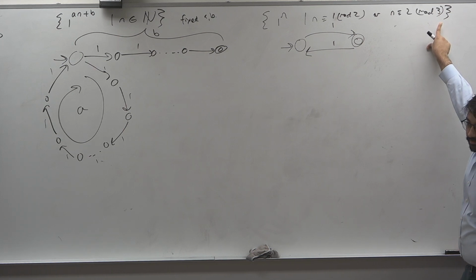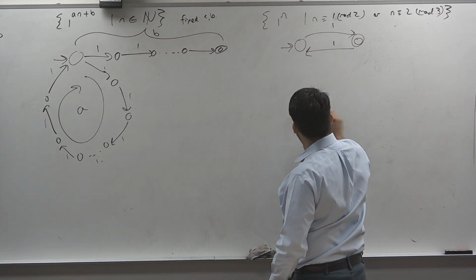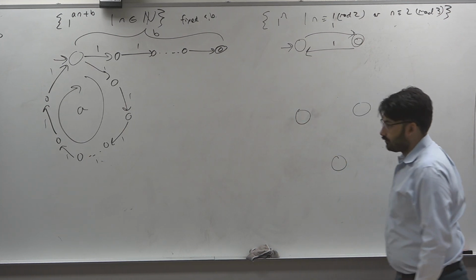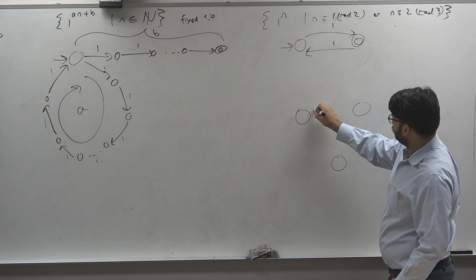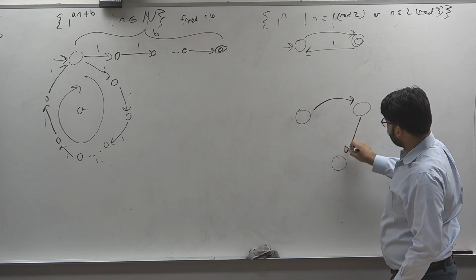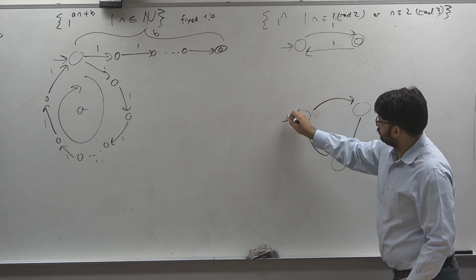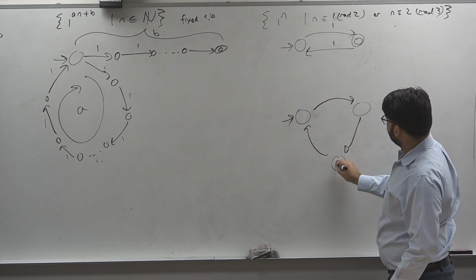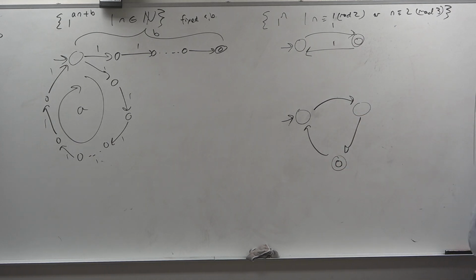You're going to have 3 states. It's going to be a loop also, and you put the accepting on the second one, so it's 0, 1, 2, that one. Now, we have 2 NFAs for 2 problems. How do we determine the language 1 to the n if n is supposed to be congruent to 1 mod 2 or congruent to 2 mod 3?